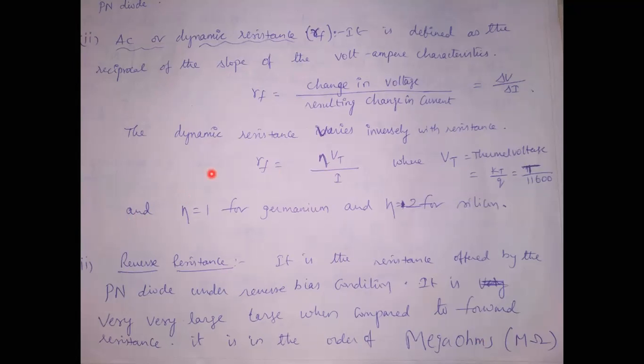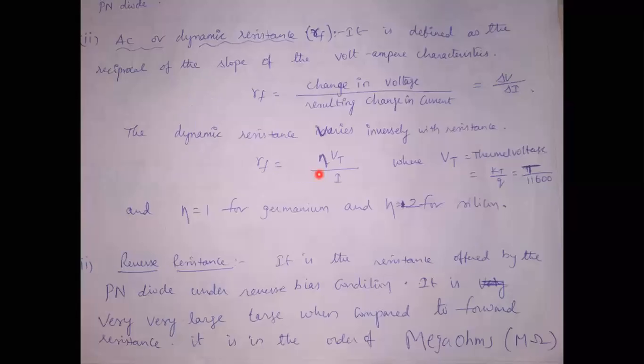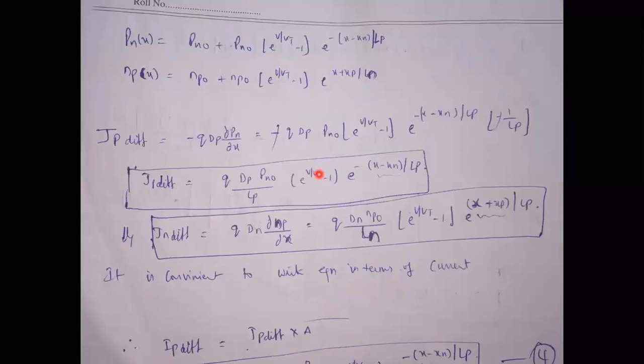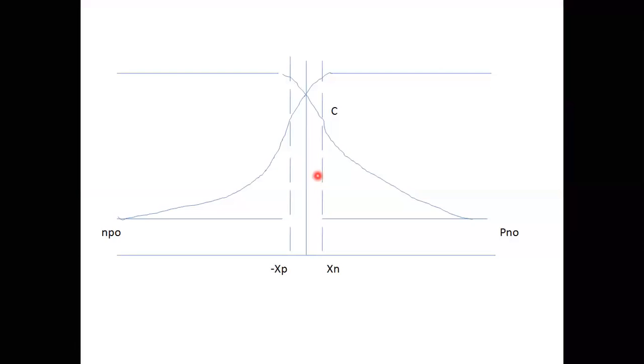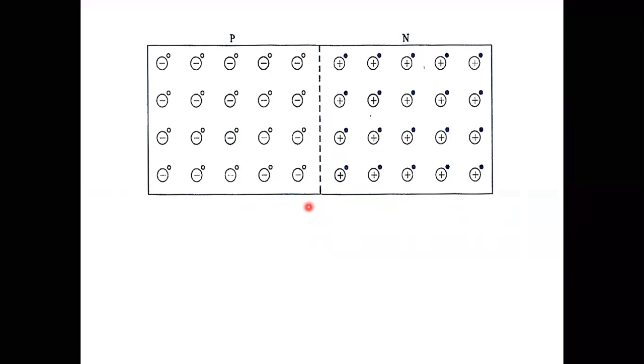Okay, so now let us move on to diode capacitance. What is diode capacitance? See here, if I take a PN diode, what will happen at equilibrium?